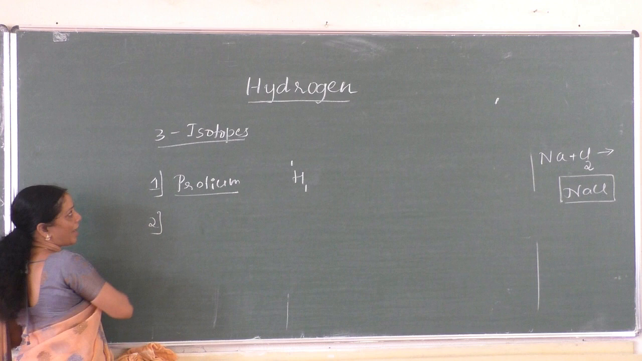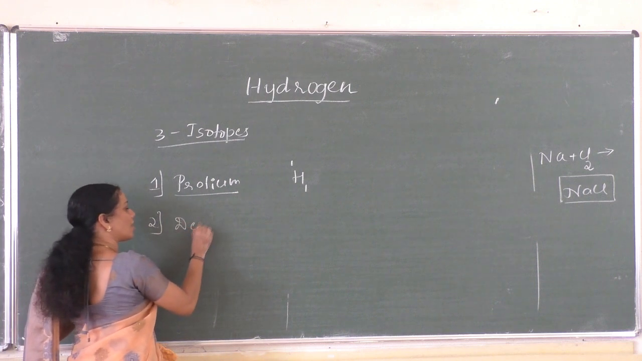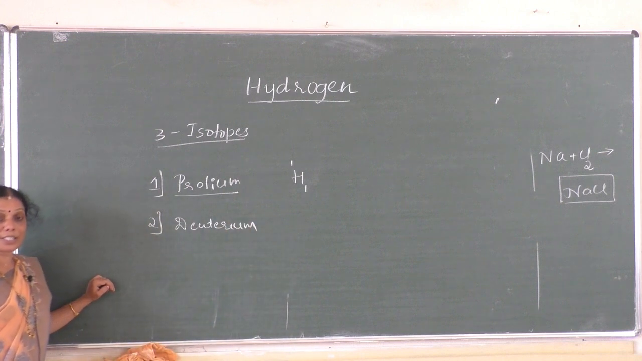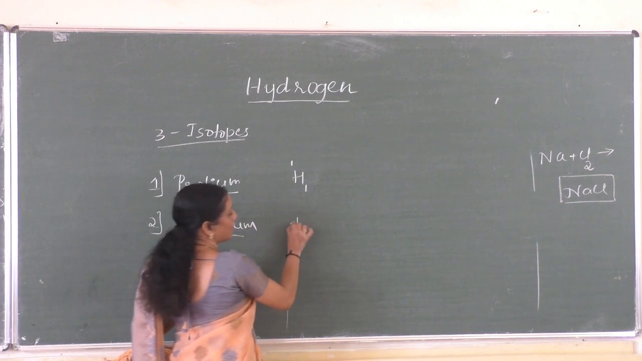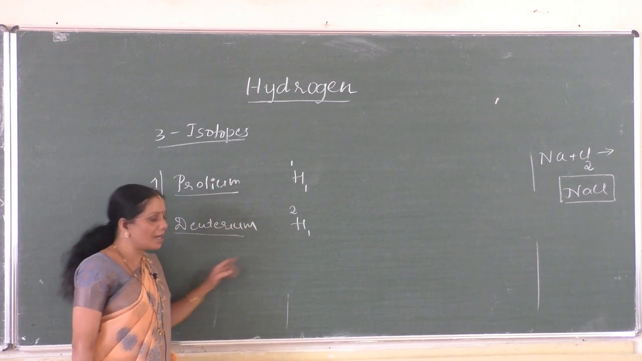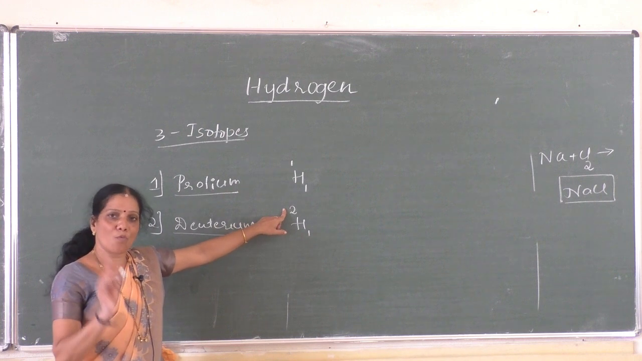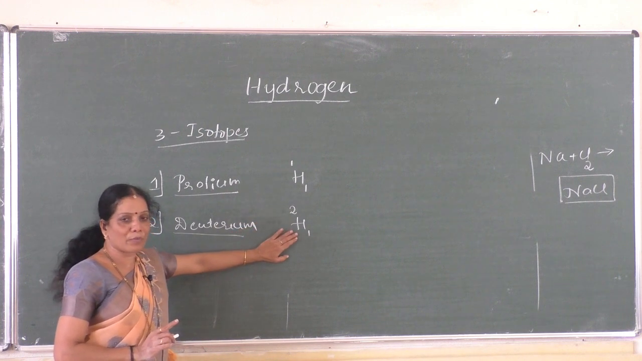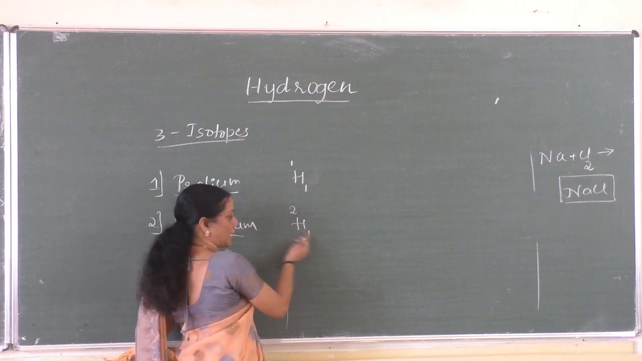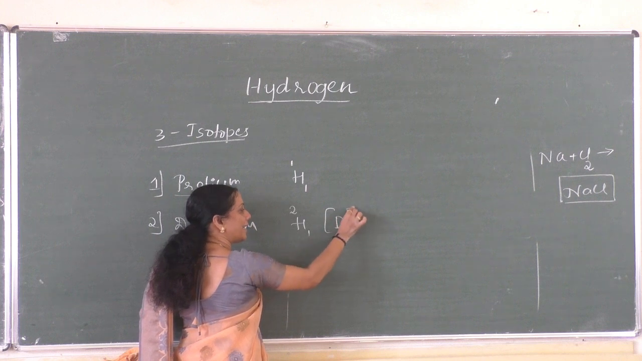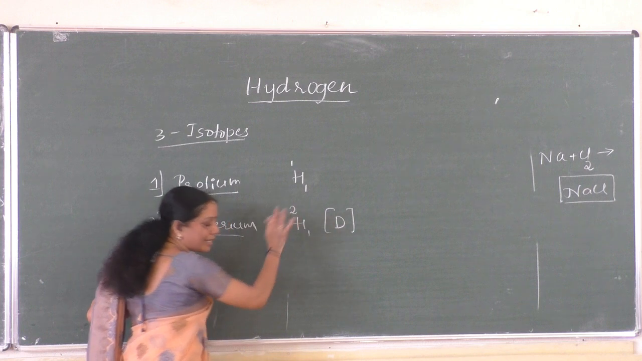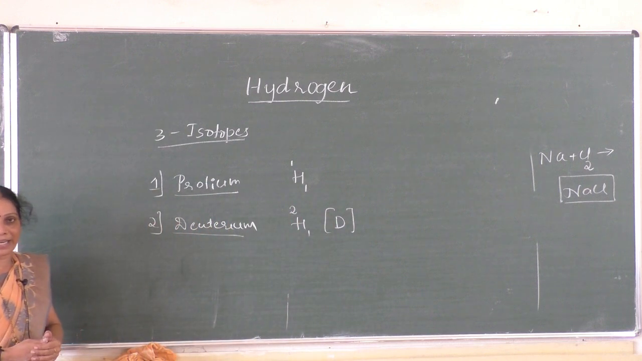The second isotope of hydrogen is called deuterium, the hydrogen with atomic number 1 and mass number 2. You can see here the number of neutrons present is 1. Understood? Therefore atomic number 1, mass number 2, that is deuterium, and it can be denoted by writing capital D also. Instead of writing H with 1 and 2, we can straight away represent it by writing what?